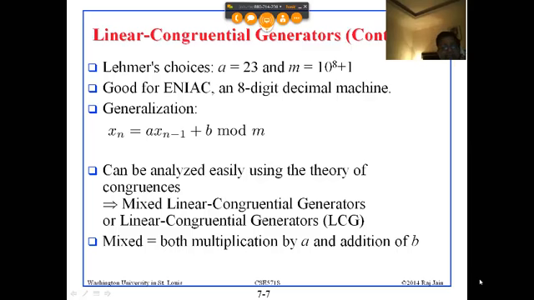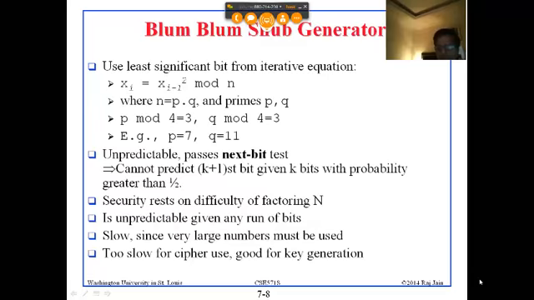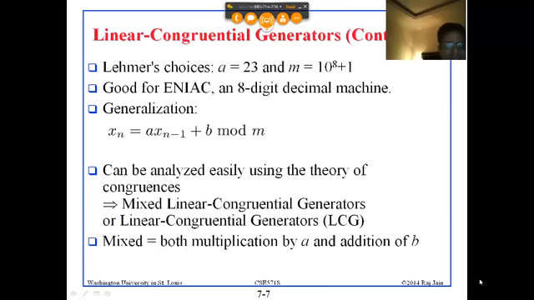Then it was generalized to this mixed form which we wrote down, x_n is equal to a times x_{n-1} plus b. There is some mathematics called theory of congruences, and people have analyzed these generators. We go into a little more detail in the performance analysis course, and it is not required here, so I will not go any further. I just wanted to mention this here because the book mentions it.